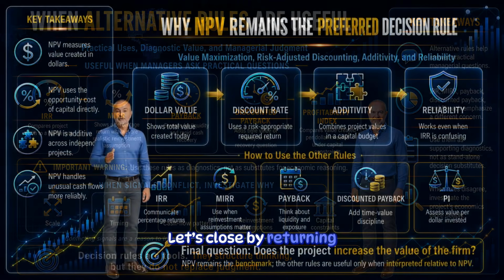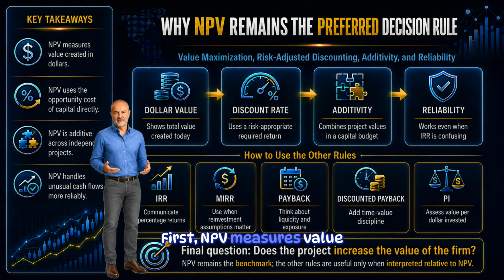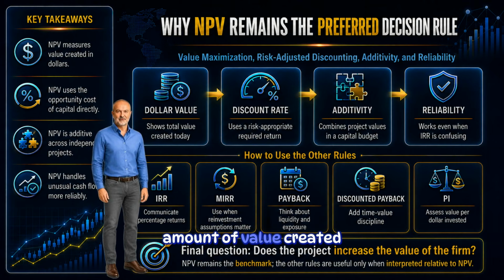Let's close by returning to the most important idea in this lecture. NPV remains the preferred rule for value maximization. There are four main reasons. First, NPV measures value in dollars. A percentage return cannot tell us the total amount of value created today. NPV can. Second, NPV uses the opportunity cost of capital directly. Future expected cash flows are discounted at a required return appropriate for the project's risk. This allows the project to be compared with alternative investments.